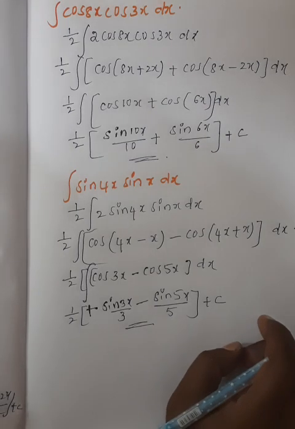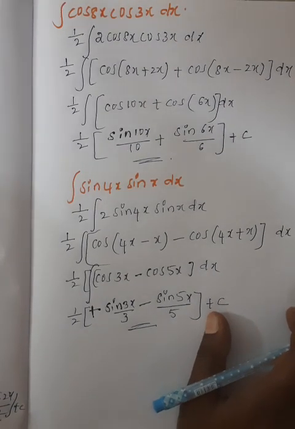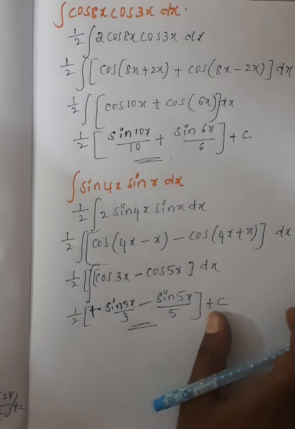So up to now we have discussed about 4 formulas, which are 2 sin a cos b, 2 cos a sin b, 2 cos a cos b, and 2 sin a sin b. And also we have discussed the problems related to these 4 formulas. Now we will discuss our second form of integral.